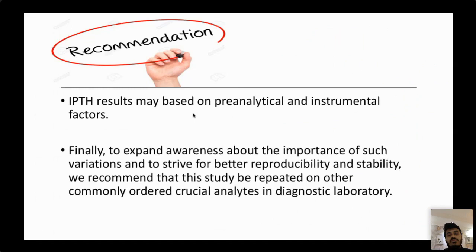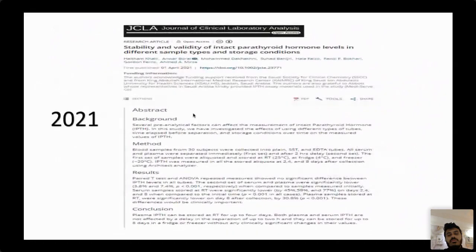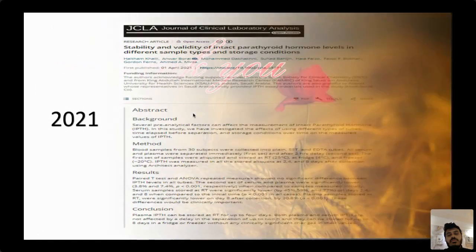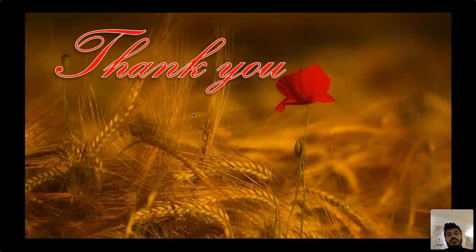Finally, to expand awareness about the importance of such variations and to strive for better reproducibility and stability, we recommend that this study be repeated on other commonly ordered crucial analytes in the diagnostic laboratory. And finally, in 2021, this research was published, alhamdulillah. You can find it here. Thank you for listening.